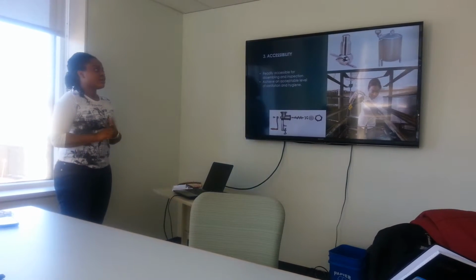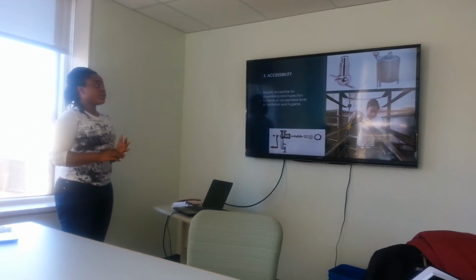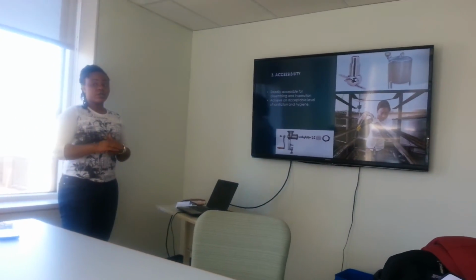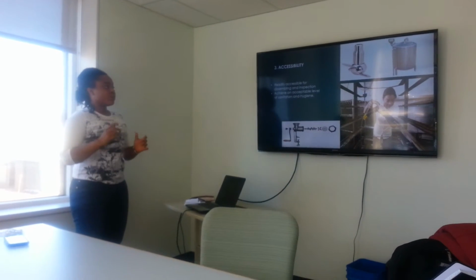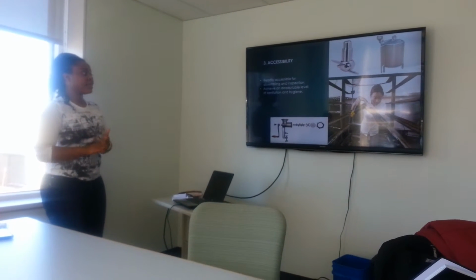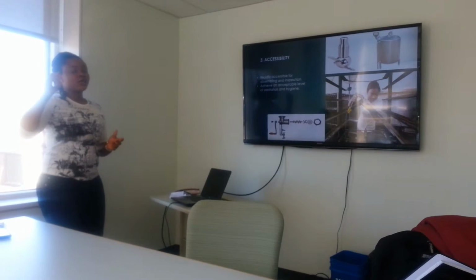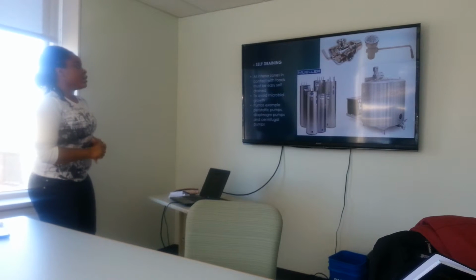3, it must be accessible. All surfaces in contact with food must be accessible for inspection. It must be easily disassembled and assembled in order to achieve effective cleaning. And for liquid products, equipment like tanks, it should have a clean in place unit in order to achieve acceptable hygiene and sanitation. 4, self-draining.